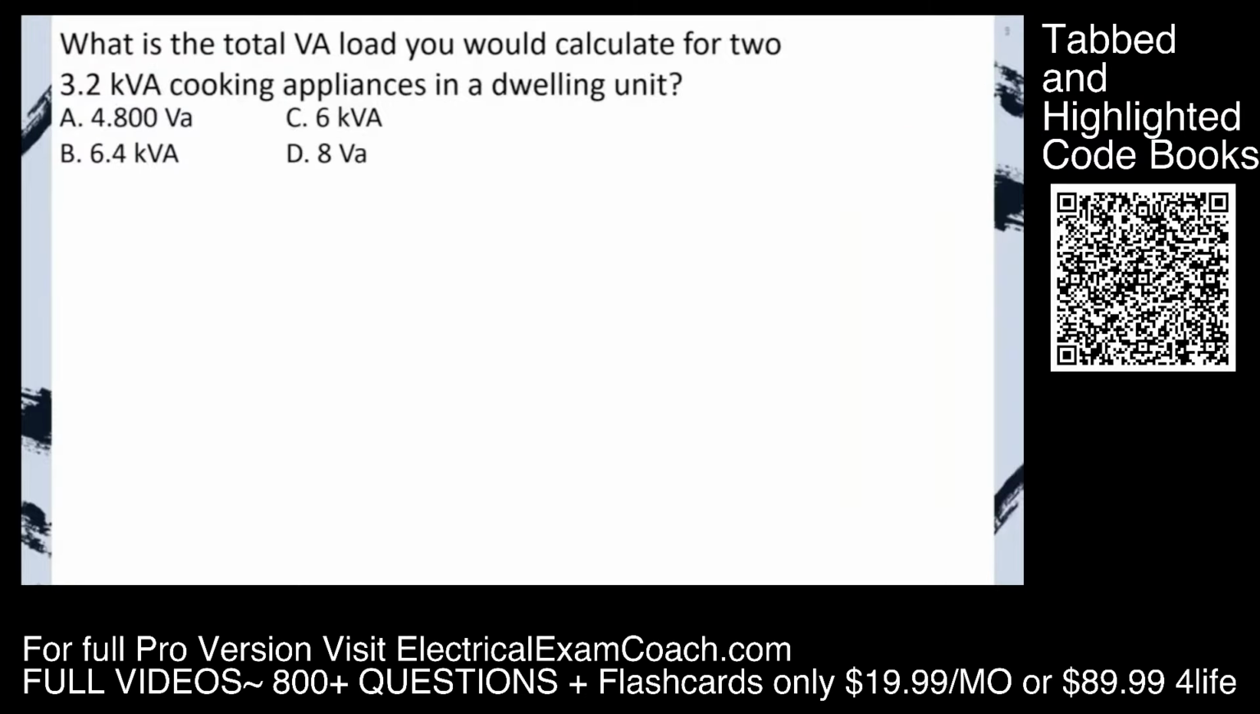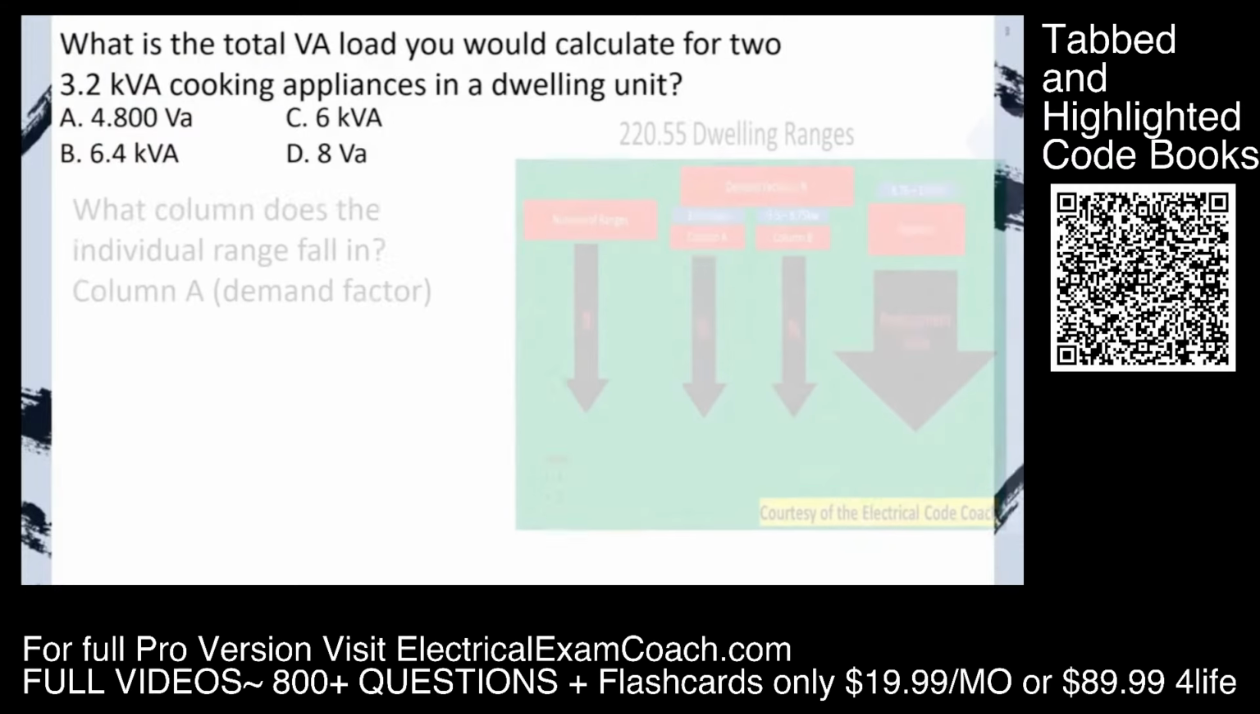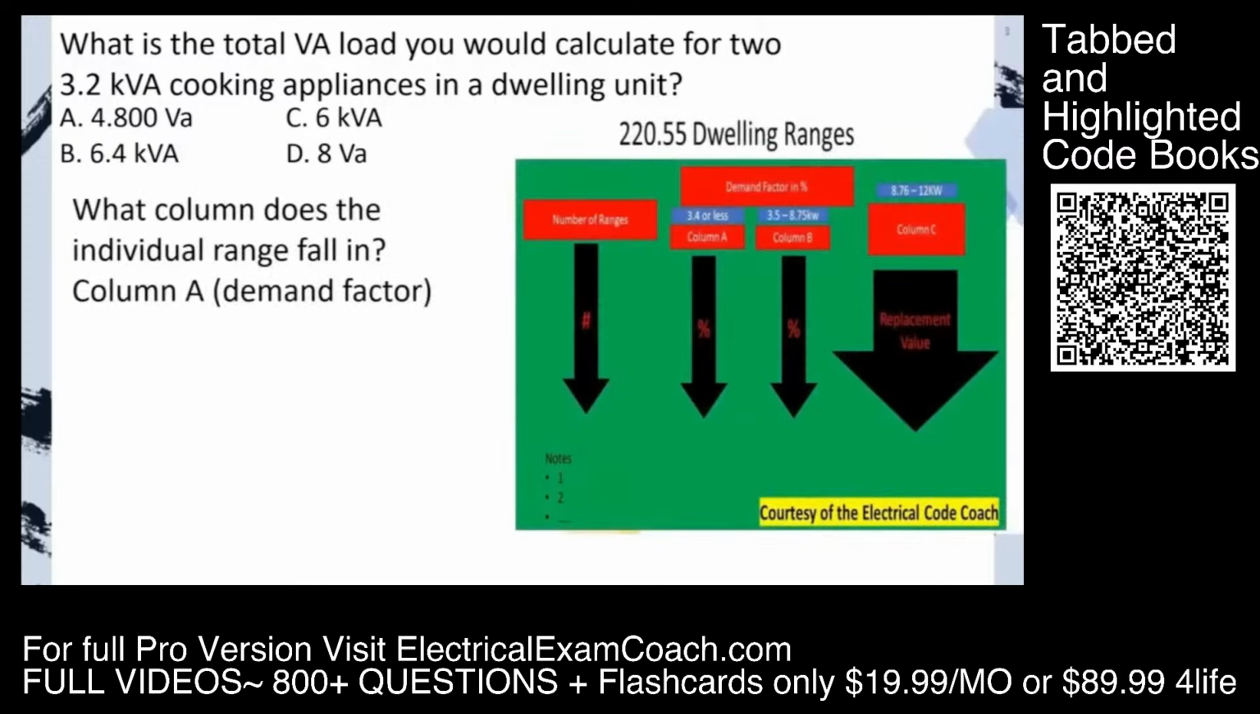What is the total connected load you would calculate for two 3.2 kVA cooking appliances in a dwelling unit? First question we're going to ask is, what column does our individual range fall in? Ours falls into column A. Now let's find our total connected load. We take and multiply it out, and we end up with 6.4.